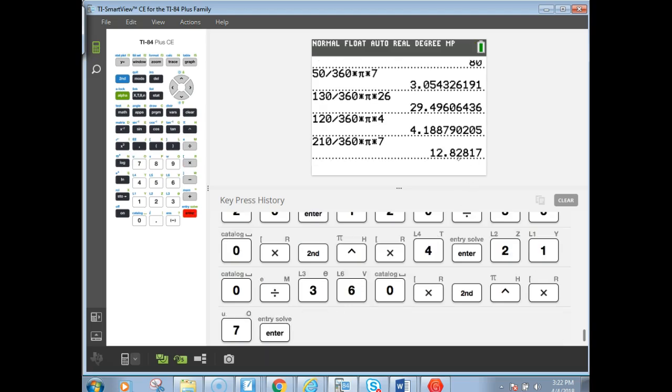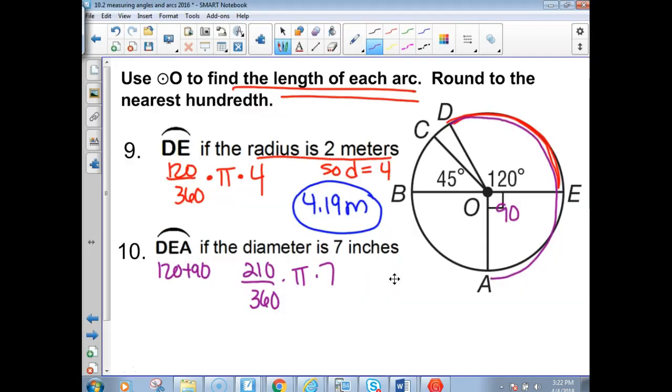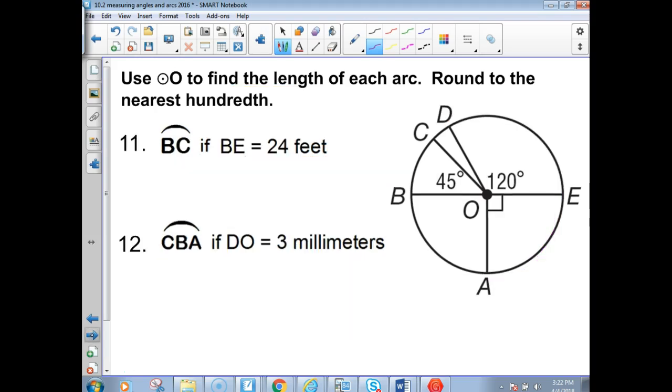All right, I got 12.83. And that would be in inches. Okay. 11. Find the length of each arc.